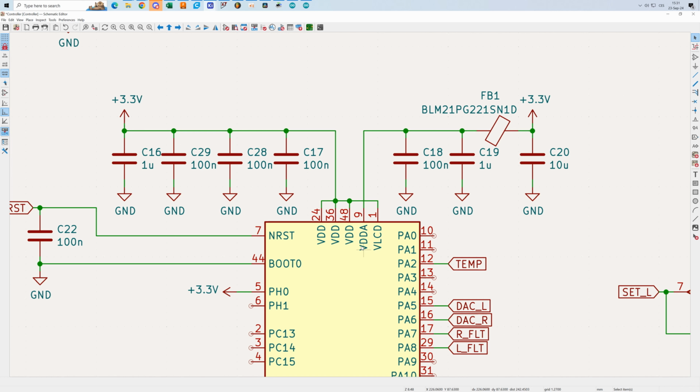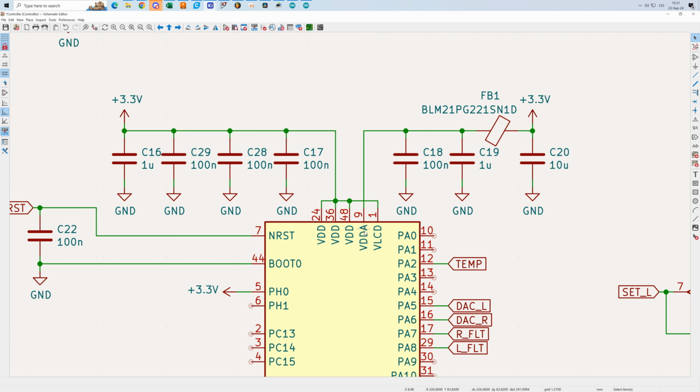Now notice there is this VDDA pin. VDDA stands for analog, VDD for analog pins. So digital and analog pins have split voltage supply rails.